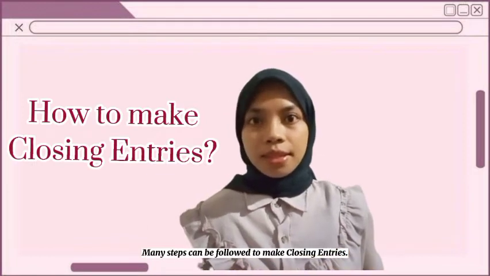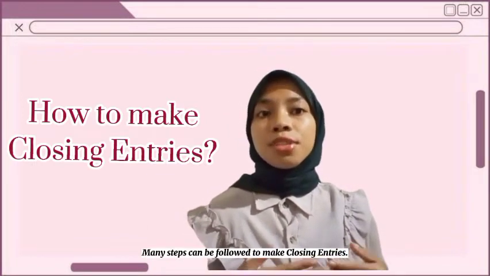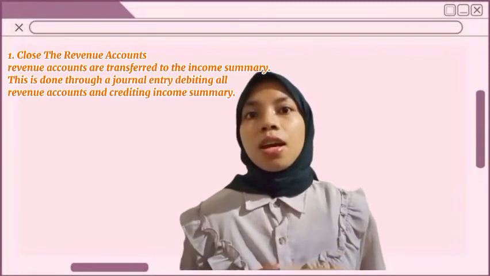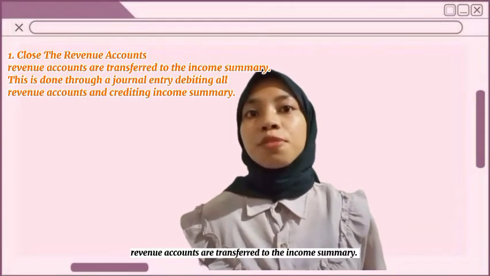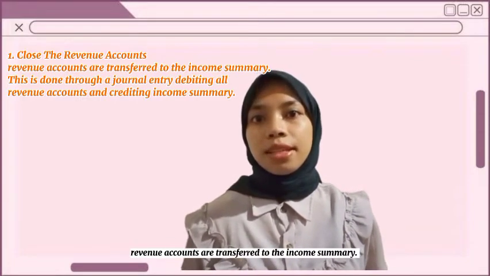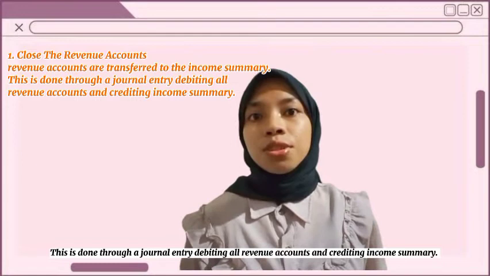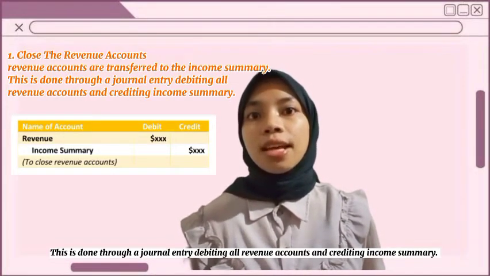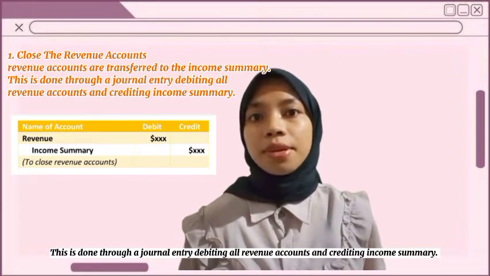Many steps can be followed to make closing entries. The first one, close revenue accounts. Revenue accounts are transferred to the income summary. This is done through a journal entry debiting all revenue accounts and crediting income summary.